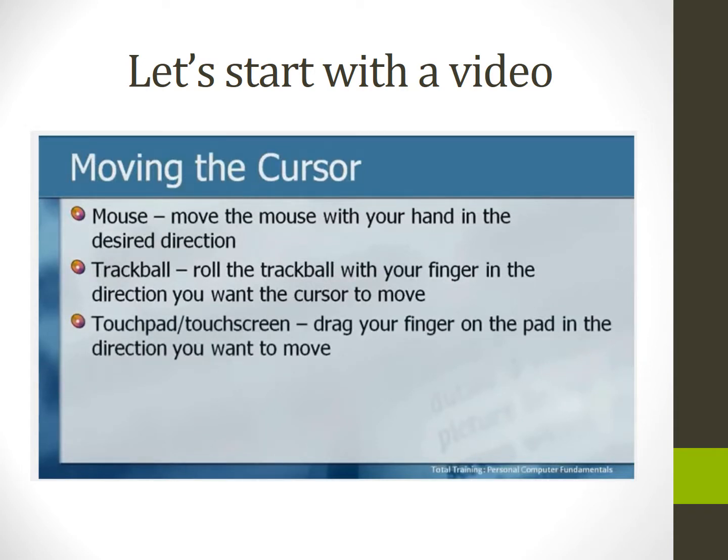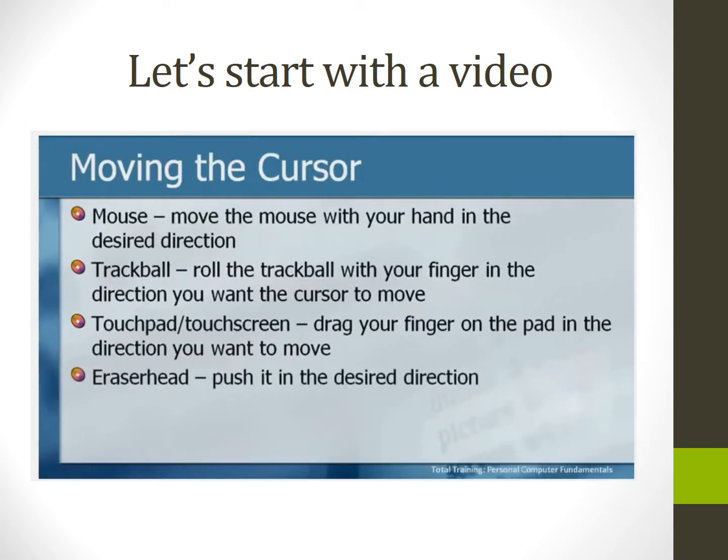If you have a touchpad or a touch screen, you're going to drag your finger on the pad in the direction you want to move. So if I wanted to move the cursor from the lower left corner to the upper right corner, I would place my finger on the pad, and with my finger still touching the pad, I would physically drag my finger from the lower left to the upper right corner. Again, if you need to reorient or you run out of room, it's okay to pick your finger up and move it back down or up in the direction that you need to.